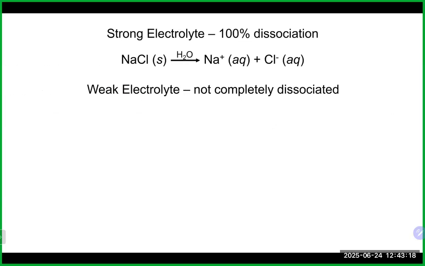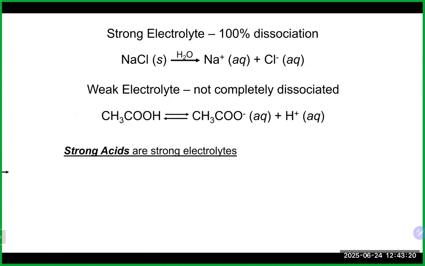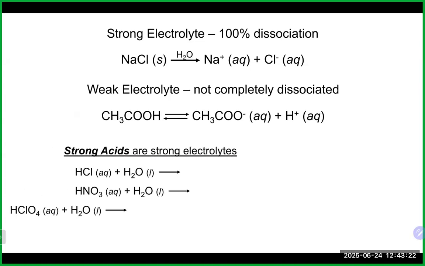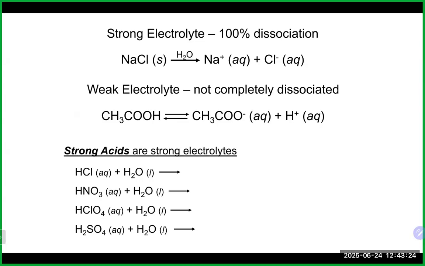All right, so let's talk a little about electrolytes and acids and bases. So first off, strong electrolytes. Electrolytes, as you may remember, are substances that break apart into ions in solution. The presence of those ions helps it conduct electricity. A strong electrolyte is something that will 100% break apart in solution.